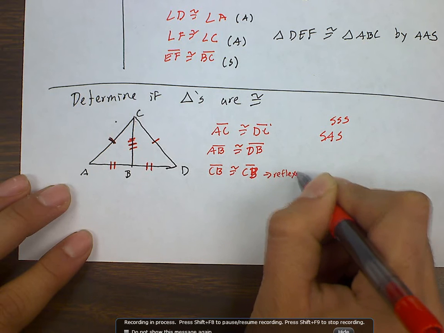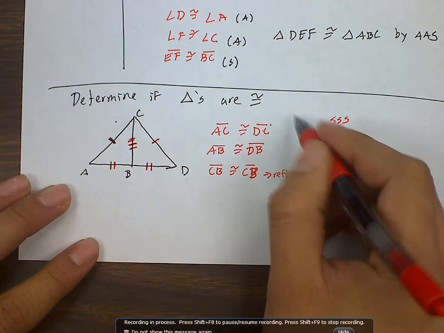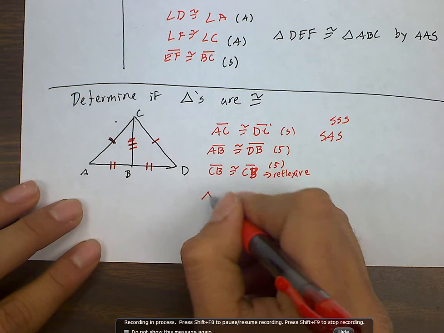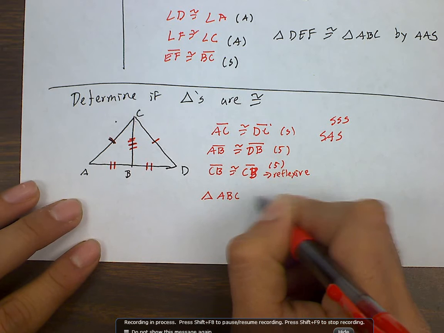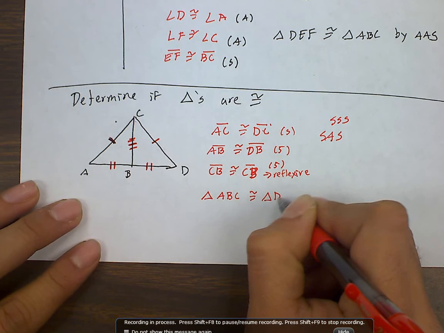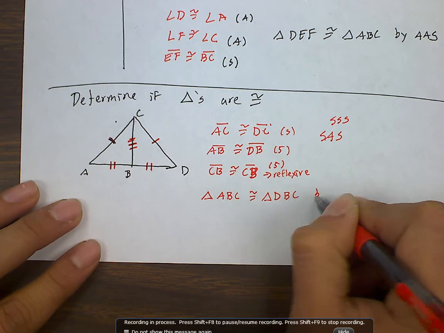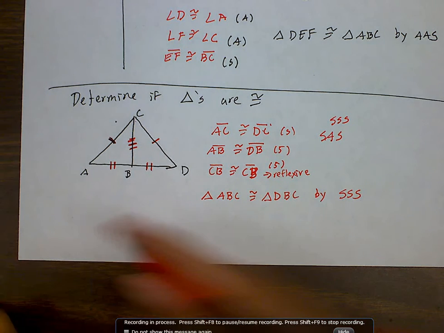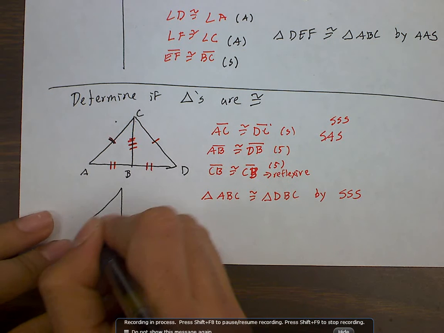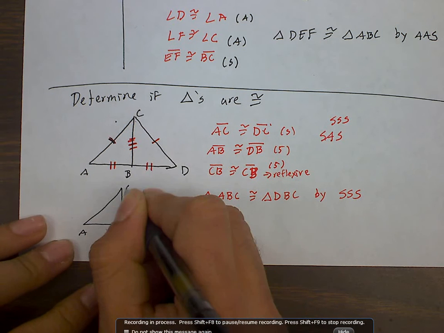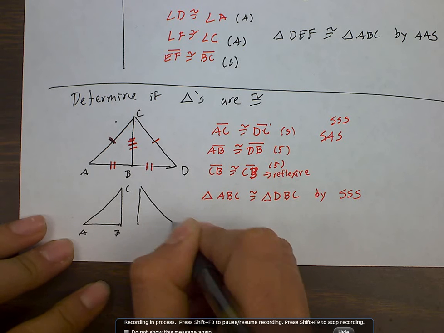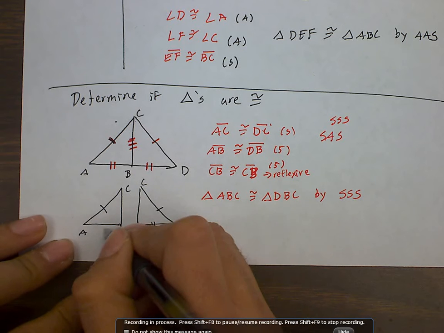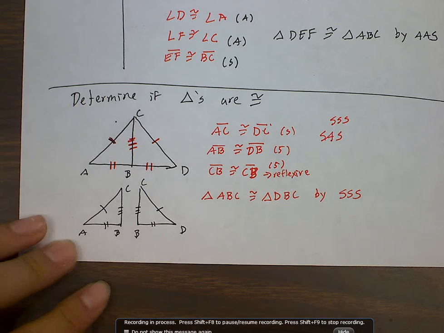Okay, so now we have a side, we have another side, and we have another side. So therefore, triangle ABC is congruent to triangle DBC by side, side, side. Okay? Again, if you don't see this, you can just break them apart. That's A, that's B, and that's C. And again, this side, that's B, that's C, and that's D. Label them. Okay, and there you go.